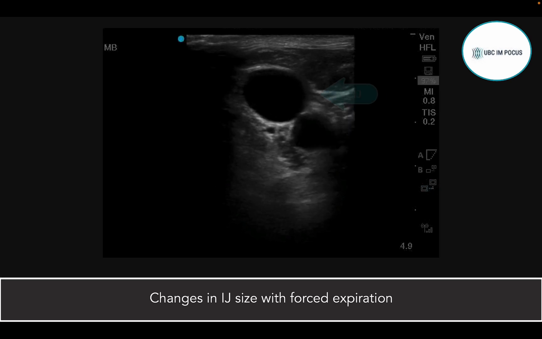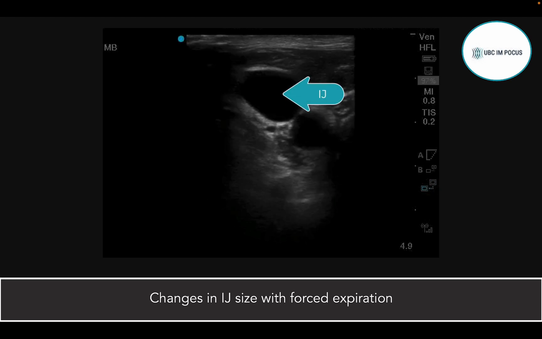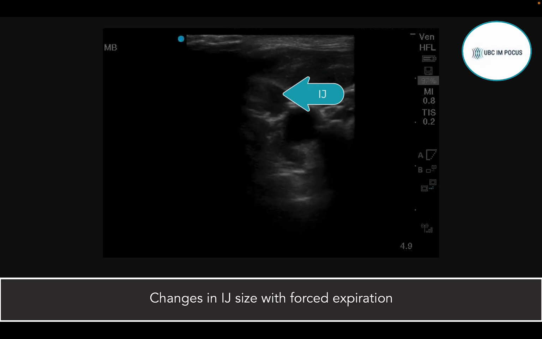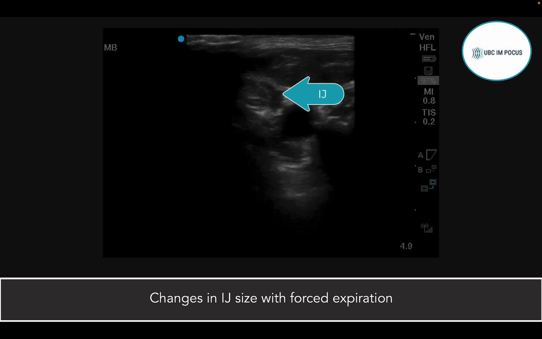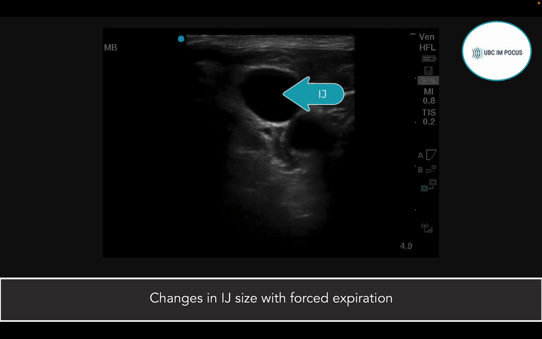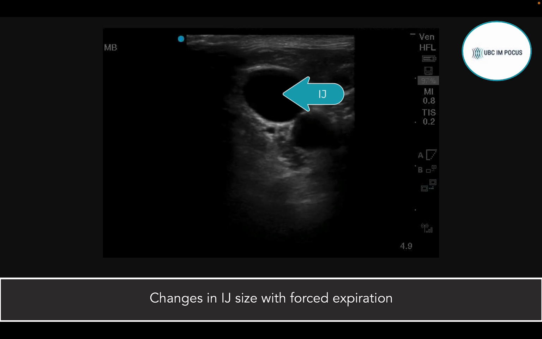This is an example of how we can make our IJs larger with forced expiration. You can see that the IJ is growing as the patient is doing a forced expiratory breath. Remember that we want to scan the IJ with quiet, easy respiration, and not in patients who are bearing down, for example, or doing a Valsalva.